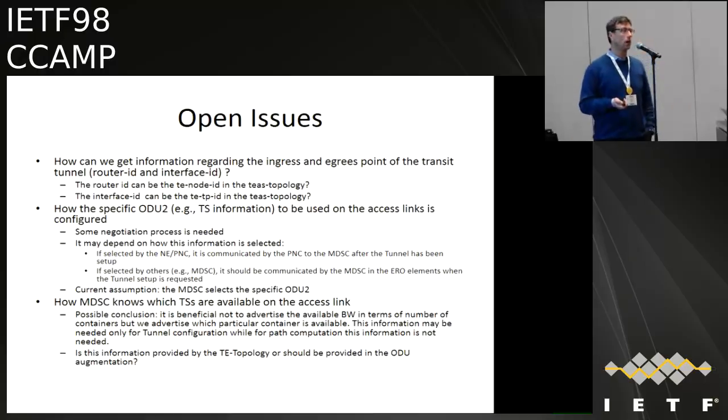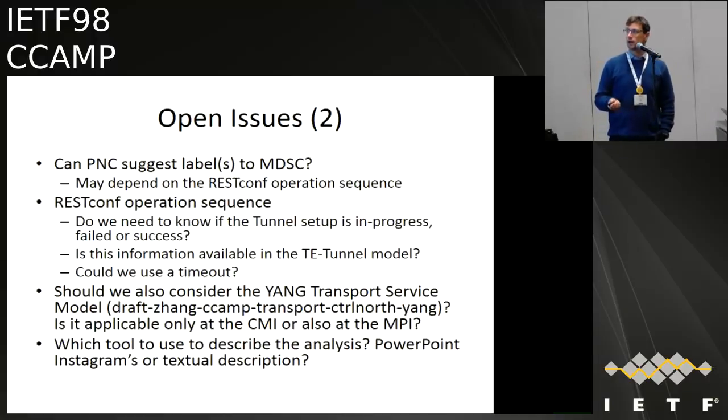We have some discussion about how to configure the ODU2 time slots on the access link: whether it is selected by the MDSC, whether there is some negotiation, or some suggested label coming from the PNC. This is still a discussion ongoing. There's also the possibility to have some suggested label, and negotiation depends on the RESTCONF operations. When you create a tunnel and you get an answer, is the tunnel okay? Is the tunnel already set up, or is it just that your request is accepted? And then how do you know if the tunnel has been set up or not?